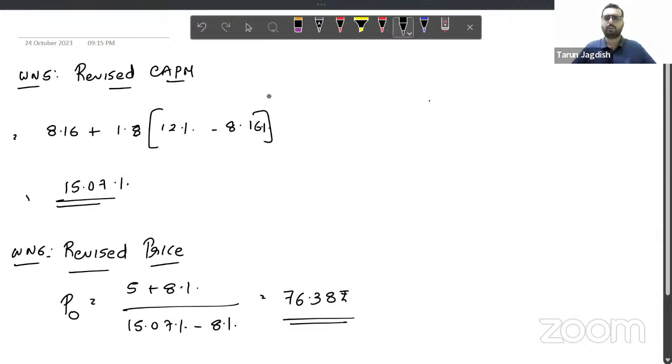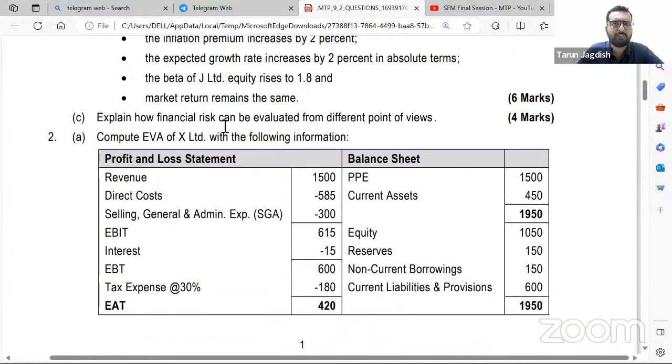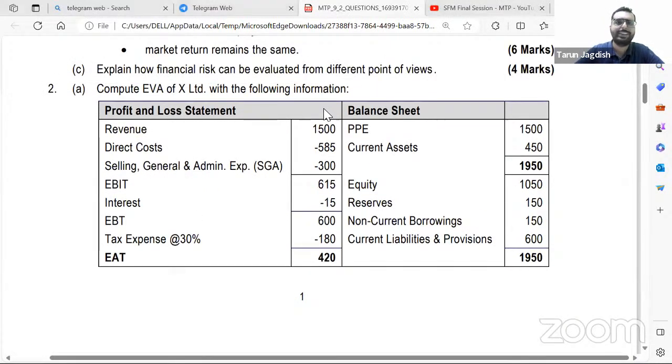All right, friends. Are you all clear with this part? Can I go to the next question now? All right. So I think we are done with the first question. Let us go to the second question now. That is question number 2A. It's a question on EVA.